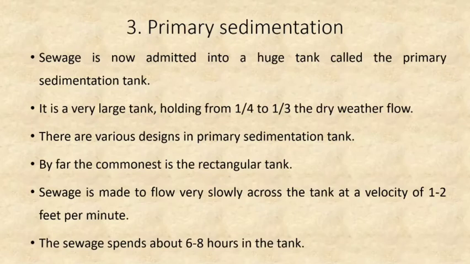Then the third is primary sedimentation. After going through the grit chamber, or after removal of grit, the sewage is admitted into a huge tank which is called the primary sedimentation tank. It is a very large tank holding from 1/4 to 1/3 of the dry weather flow. It is usually a rectangular tank, and here the sewage is made to flow very slowly across the tank at a velocity of 1 to 2 feet per minute. And the sewage spends about 6 to 8 hours in the tank.